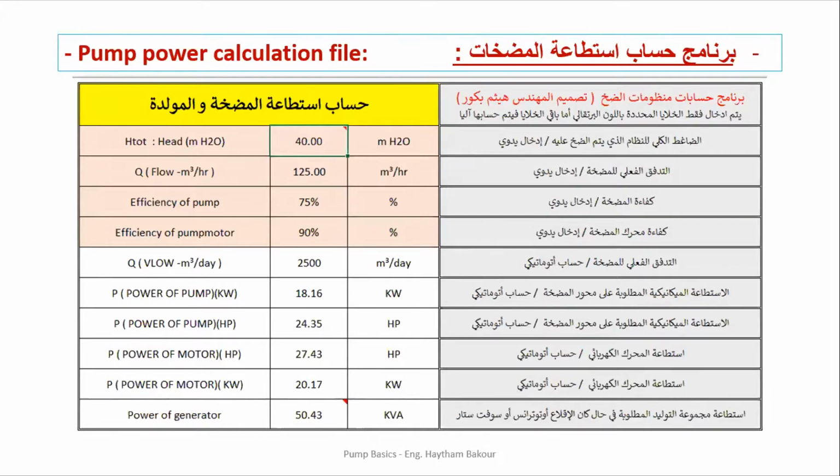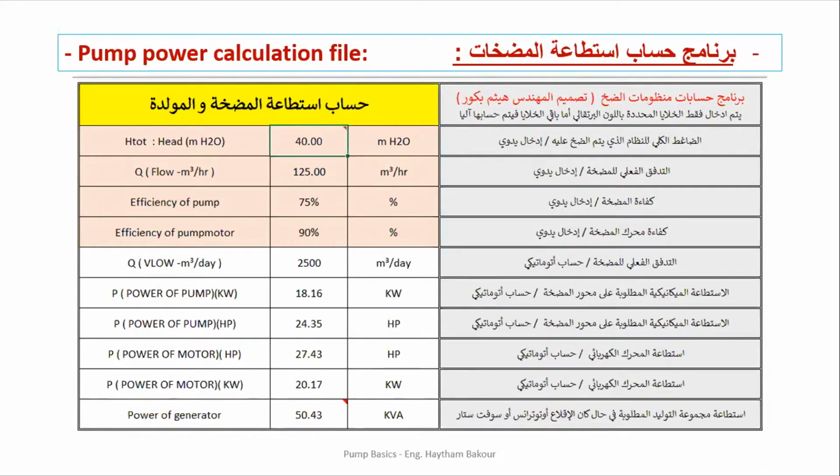So if we have 125 cubic meter per hour, the efficiency of the pump is 75%, and the efficiency of the pump motor is 90%, we get as a result: the power of the pump is 18.16 kilowatts, and the power of the pump as HP is 24.35 HP, while the power of the motor as HP is 27.43 HP, and the power of the motor as kilowatts is 20.17 kilowatts.